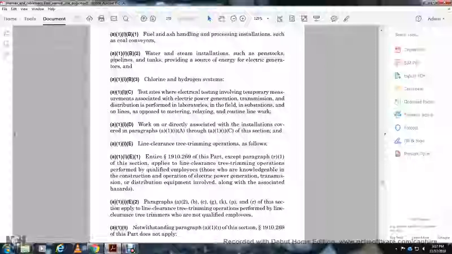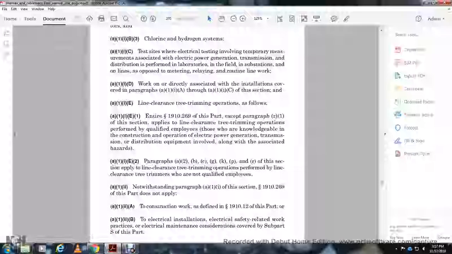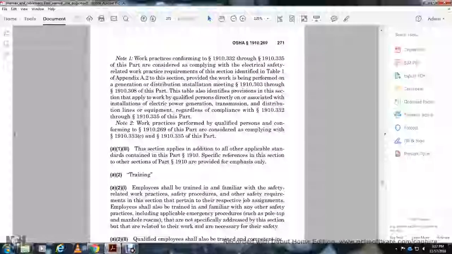(a)(1)(iii): notwithstanding paragraph (a)(1) of this section, 1910.269 of this part does not apply to (a)(1)(iii)(A): construction work, as defined in 1910.12 of this part. (a)(1)(iii)(B): electrical installations, electrical safety-related work practices, and electrical maintenance considerations covered by Subpart S of this part. Note: work practices are covered by 1910.332 through 1910.335 of this part.